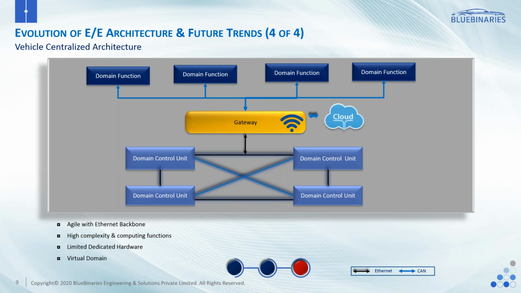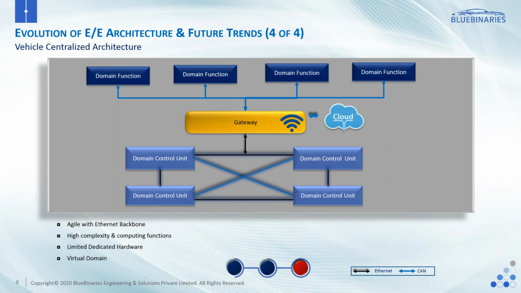With this, it will become more agile. So the development of the complete EE architecture becomes agile, where you can have an incremental introduction of functionalities in the car, because each domain controller would be handling their respective functionalities, and there is hardly a dependency on the other domain controller. You can also handle highly complex functionalities and functions.